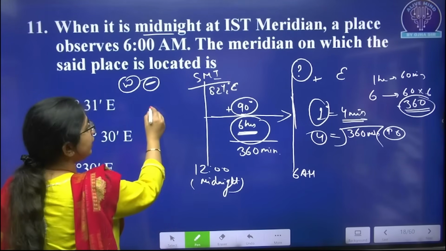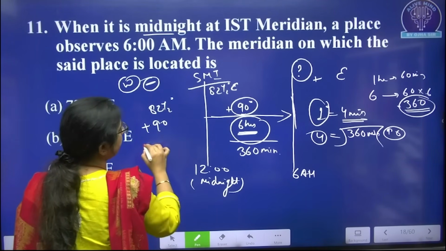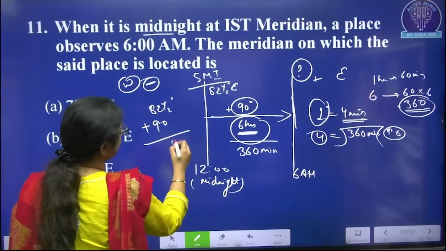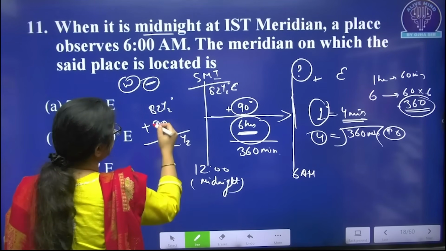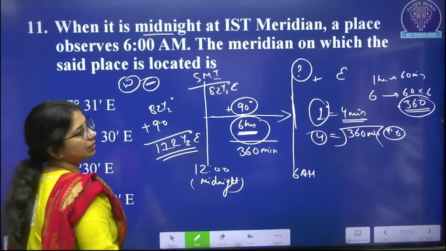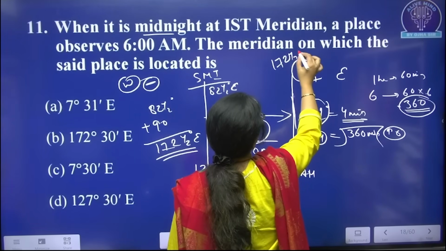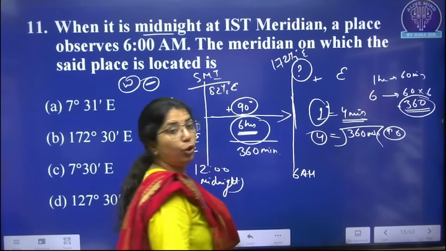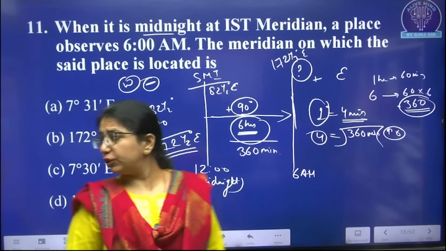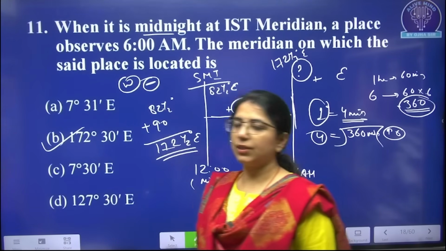That means 82.5 degrees plus 90 degrees gives 172.5 degrees east. This is 172.5 degrees east longitude. Now see the given options. Option B is right.